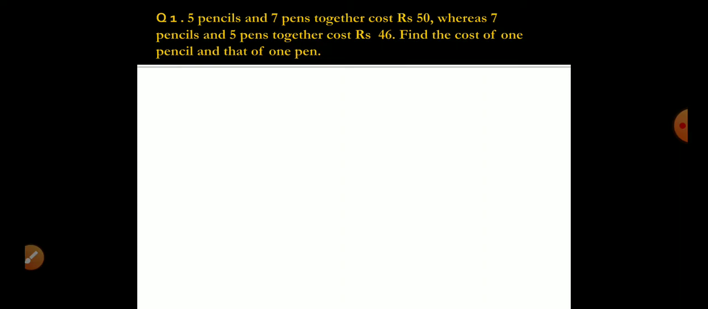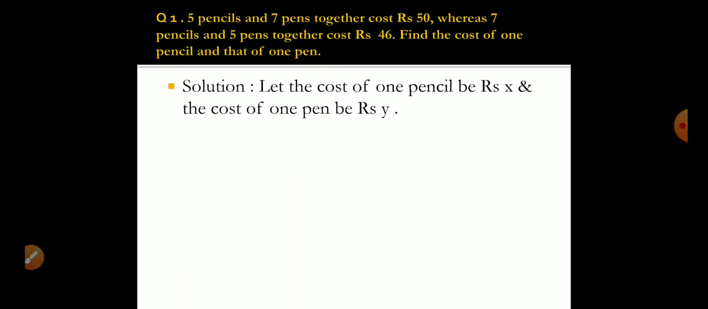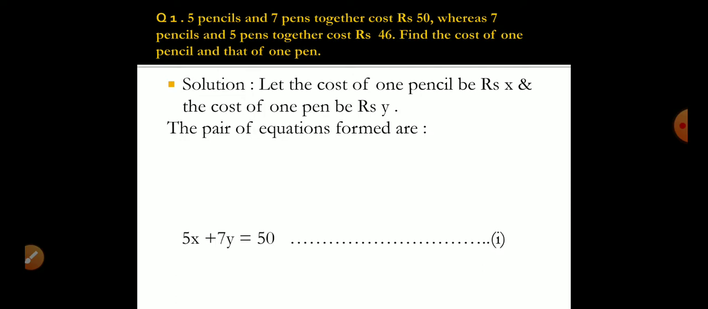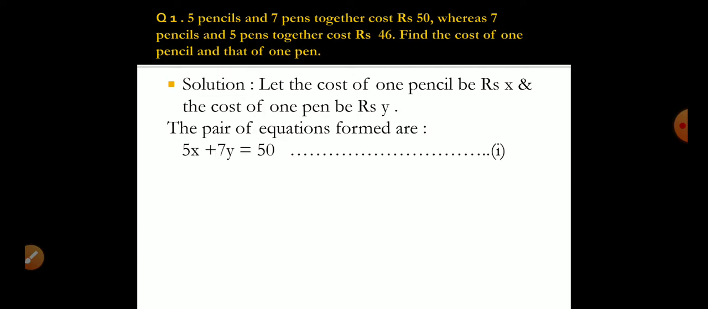Let the cost of one pencil equal rupees x and the cost of one pen equal rupees y. To form the equations, we have to concentrate on the given conditions in the problem. That is, 5 pencils and 7 pens together cost rupees 50, so the equation would be 5x plus 7y equal to 50. The second condition is 7 pencils and 5 pens together cost rupees 46, so the equation would be 7x plus 5y equal to 46.